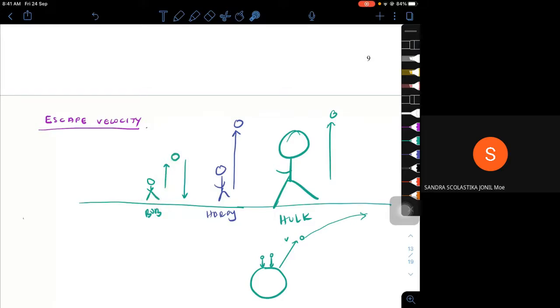Okay. But when the Hulk throws it, let's say the speed he throws it at is crazy fast, maybe 100 m s^-1. When he throws it that fast, the ball is forever gone from the earth. Okay. So that is what is meant by escape velocity. We say that the value of 100 m s^-1 is the escape velocity of the planet.